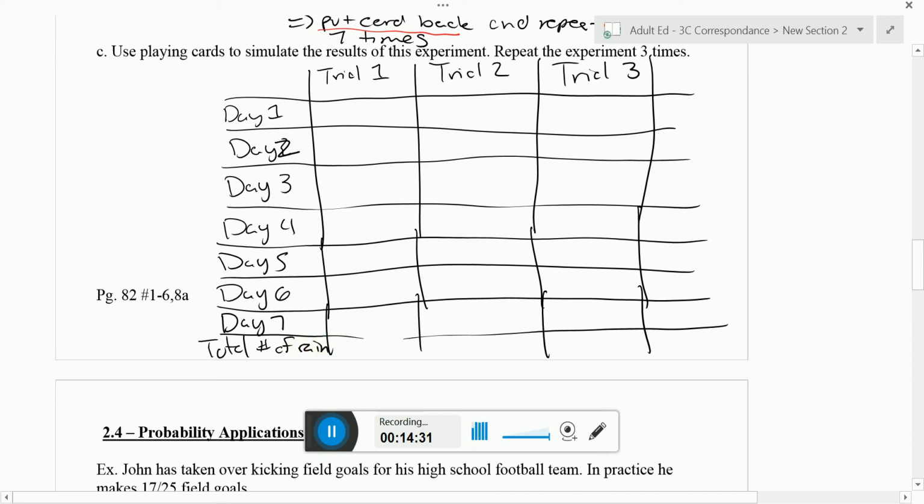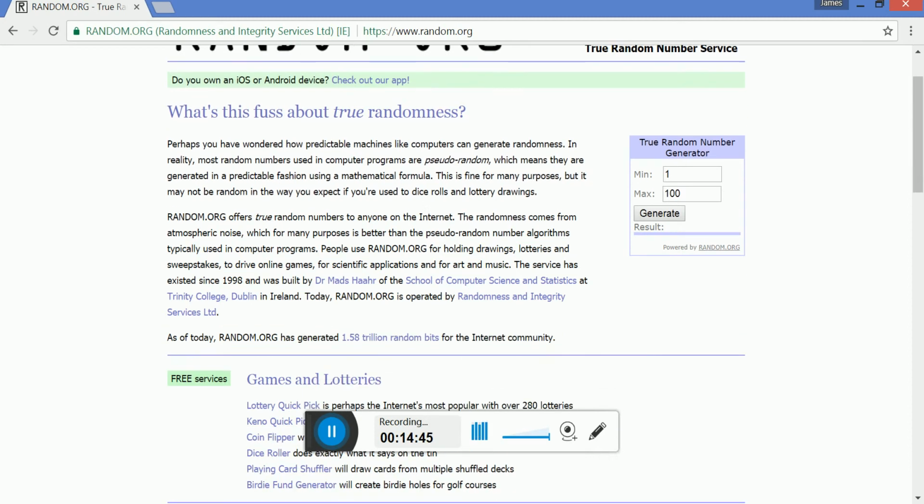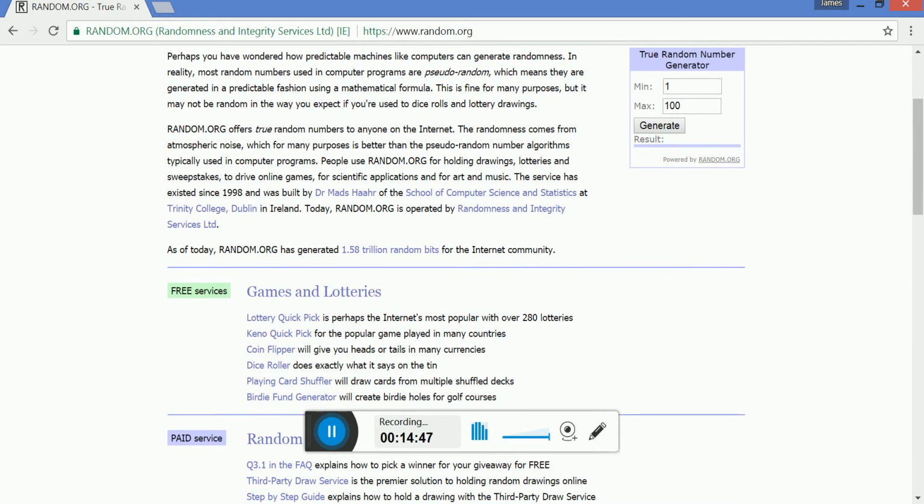Now again, each trial represents a week. In each trial there are 7 times that we have to do this, 1 for each day. If you don't have a deck of cards at home, you can use random.org. They have everything that you could possibly need. We're going to choose this playing card shuffler.